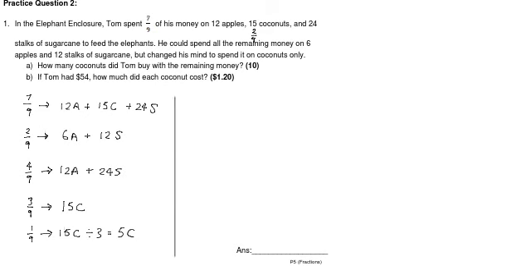Okay, so now how many coconuts did Tom buy with the remaining money? So for the remaining money we know is 2 over 9, we know that Tom can buy 5 coconuts times 2, which can get him 10 coconuts, right? With the remaining money.